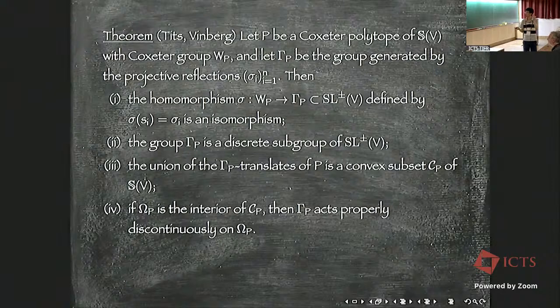So you have this nice domain in the projective sphere, and gamma P acts properly discontinuously. So you can consider the quotient space, right? This quotient space will be an orbifold, which is a reflection orbifold. That's why my title is Convex Projective Structures on Reflection Orbifolds. And this is the way you can construct this.